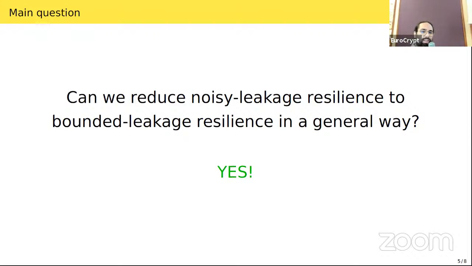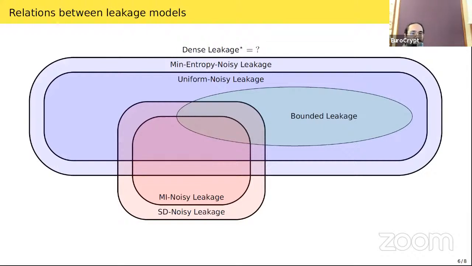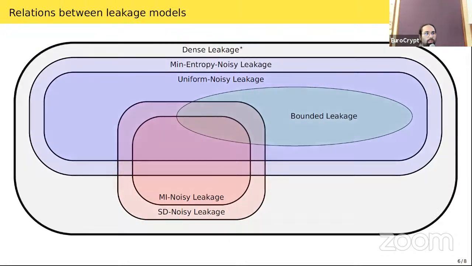And of course, we give it by defining yet another model of leakage, which we call dense leakage. Actually, dense leakage is a rather abstract and artificial notion of leakage, but it has two main advantages. The first advantage is that the class of dense leakage contains all the other classes of noisy leakages which we consider. And this is a great advantage because then it only remains to show the reduction from dense leakage to bounded leakage. And the second advantage is that it is easier to prove this reduction from dense leakage to bounded leakage.